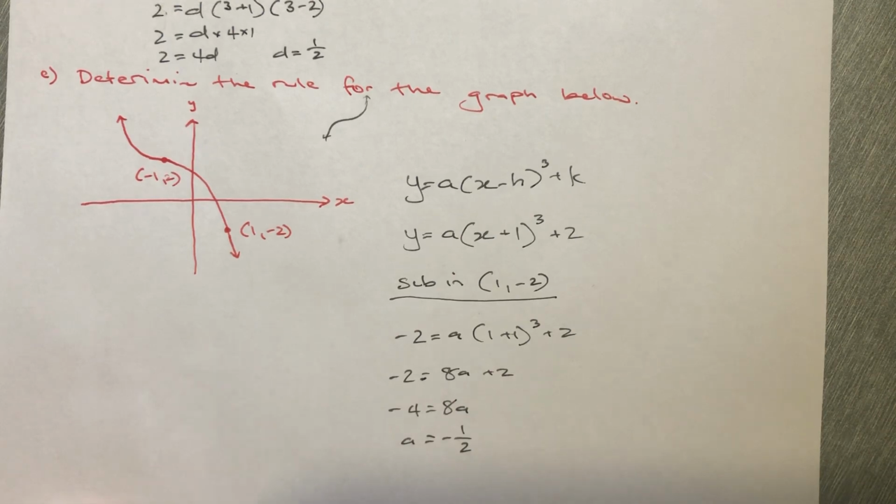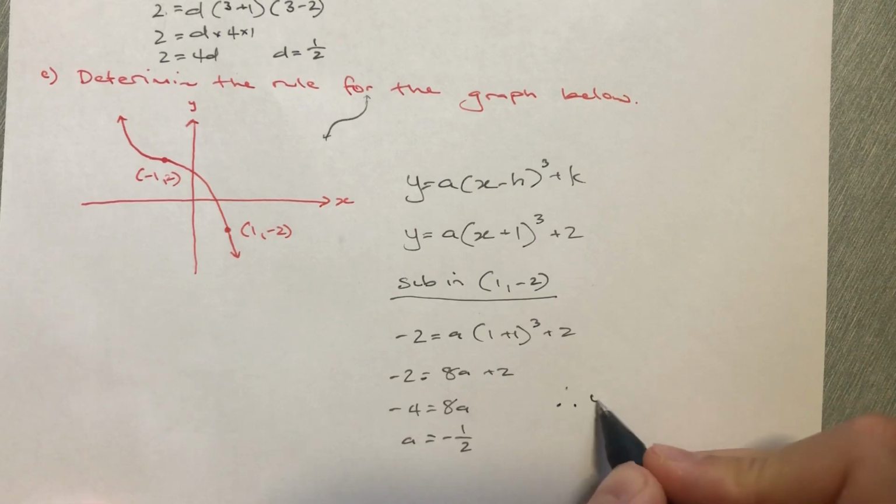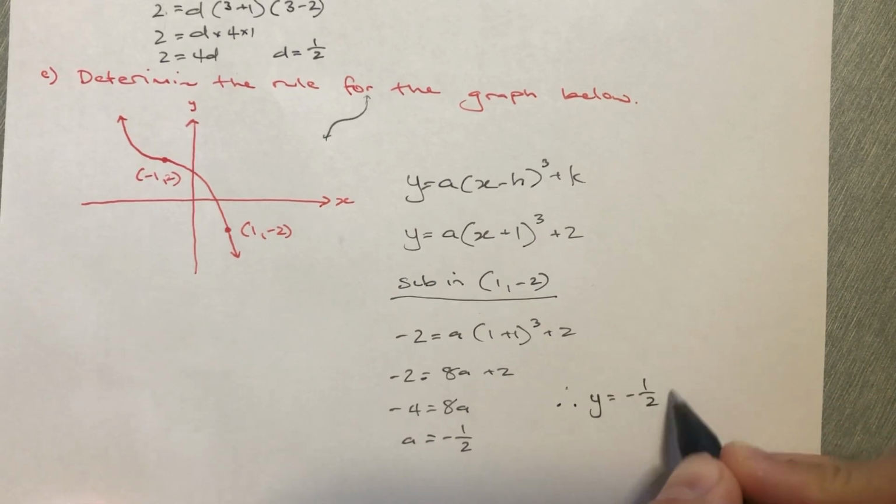Now again, we had to give the rule, so I want to make sure I'm showing the rule rather than just these values that I've worked out, because I haven't actually given the proper answer yet. So therefore, this is our rule.